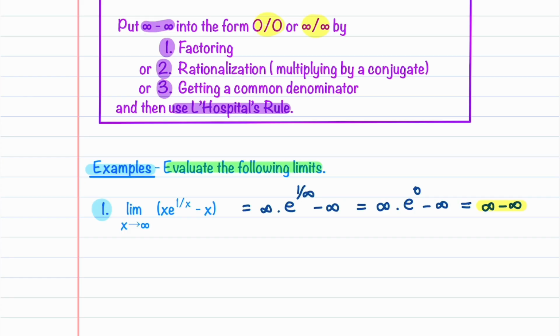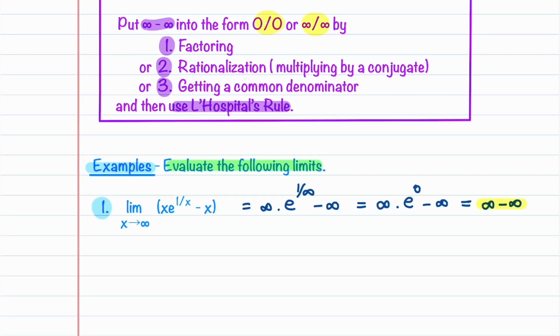Notice that with the function that we're given, let me go ahead and highlight this. Can you see that there is an x common to each term? Because of that, we can factor out an x. So let's go ahead and do that. This is the limit as x goes to infinity. We're going to factor out an x, and we're left with e to the 1 over x minus 1.